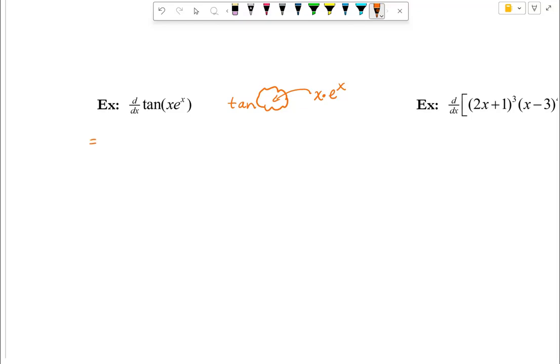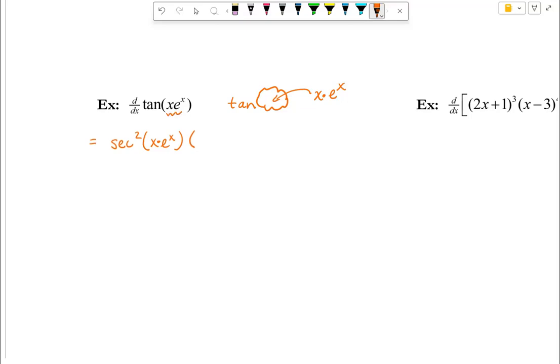So when we go to take our derivative, I know the derivative of the tangent of some junk is secant squared of that junk. So I'm going to start with secant squared of x times e to the x. So that's like our first step in the chain rule. I've taken the derivative of the outermost thing, but I've kept the innermost thing. I've kept that junk intact. But now the chain rule tells me to multiply by the derivative of the junk.